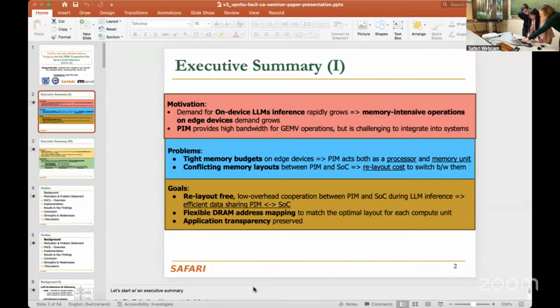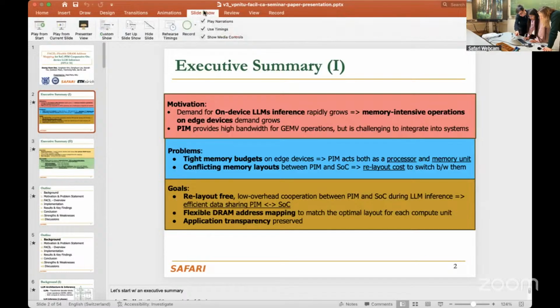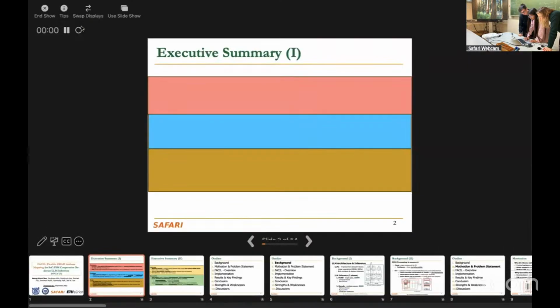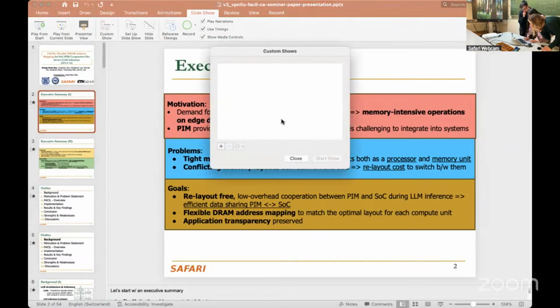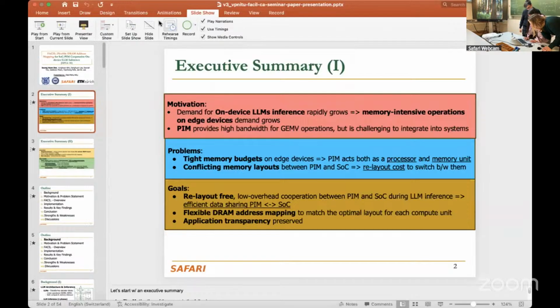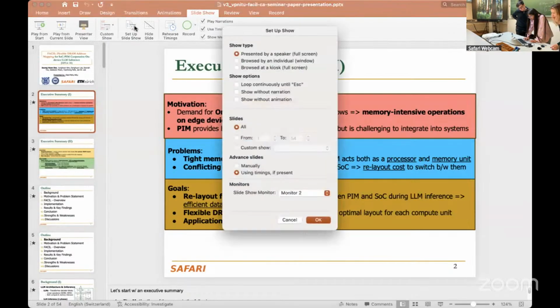So this should be the notes that show, right? Can we go to slideshow? Yes. And then here, presenter view is the same. Yeah, maybe. Why would that be?